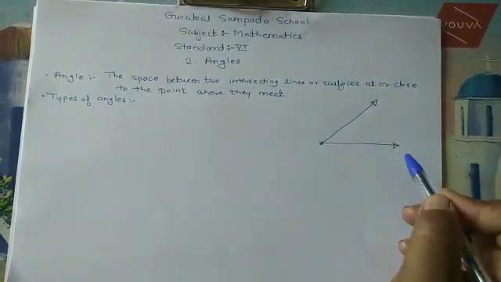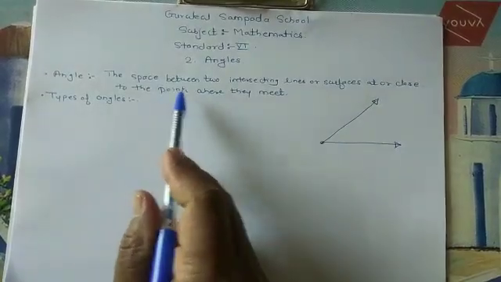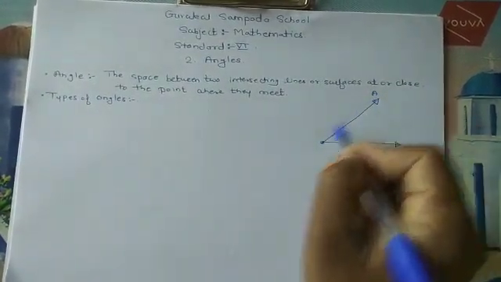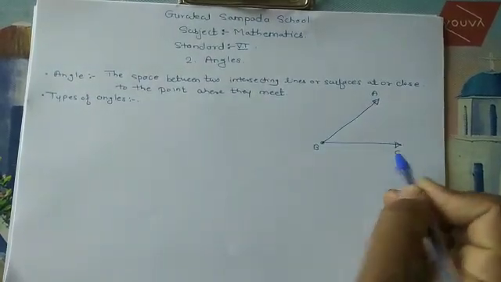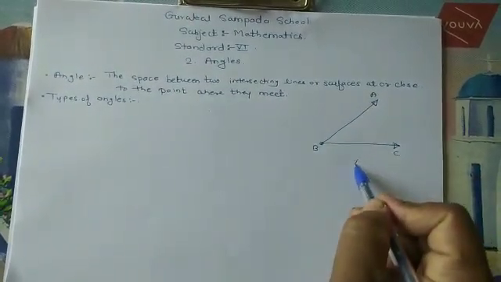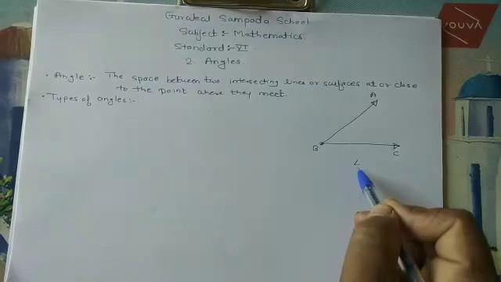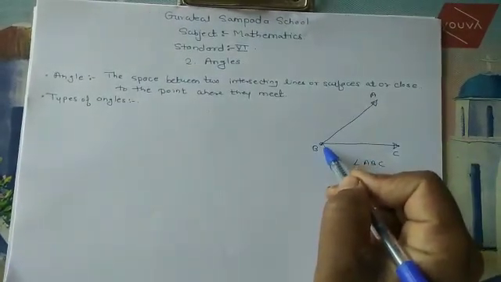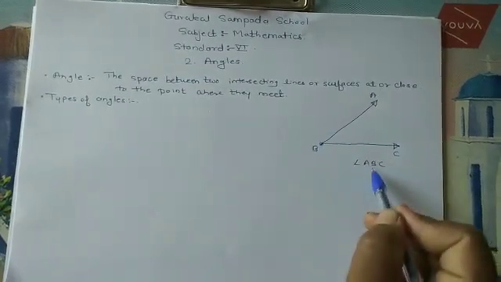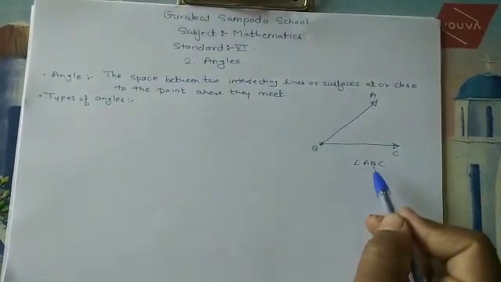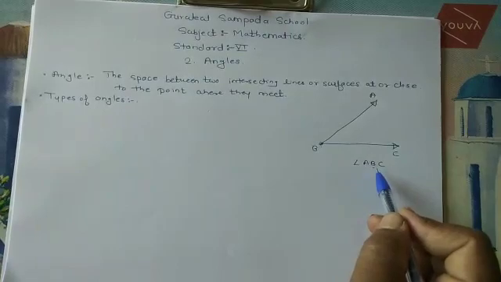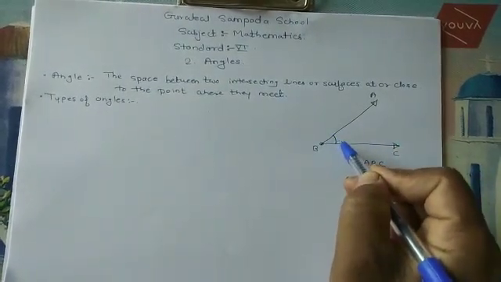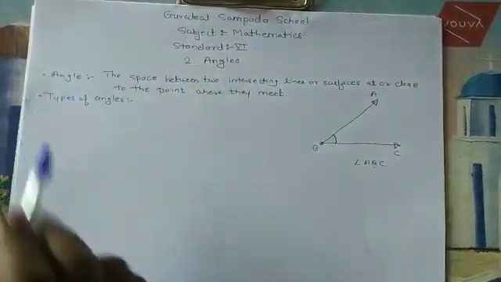Intersecting lines. Okay, and now the space between the two, this space, suppose I give the name to this angle as angle ABC. How to read? Angle, this is a symbol, angle ABC, where the angle is formed at point B, that comes at the middle position. So this is the angle ABC, and the space between this portion is called an angle.